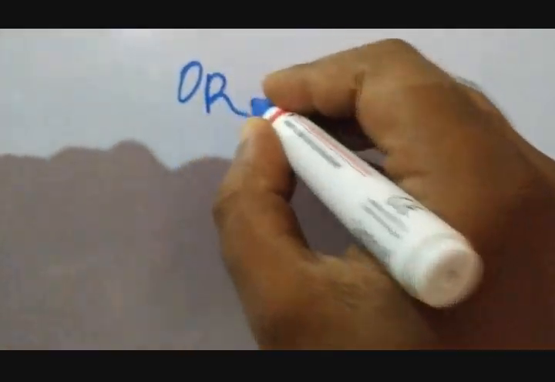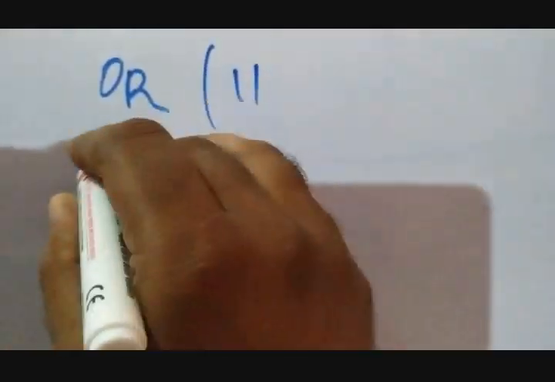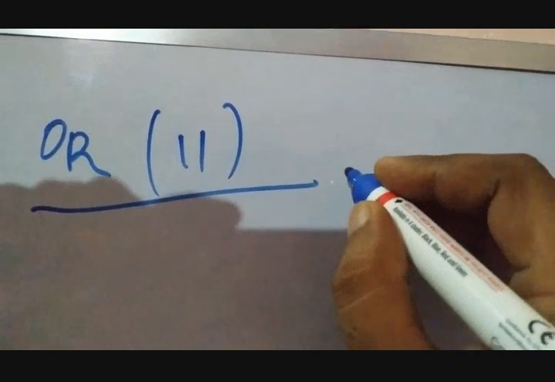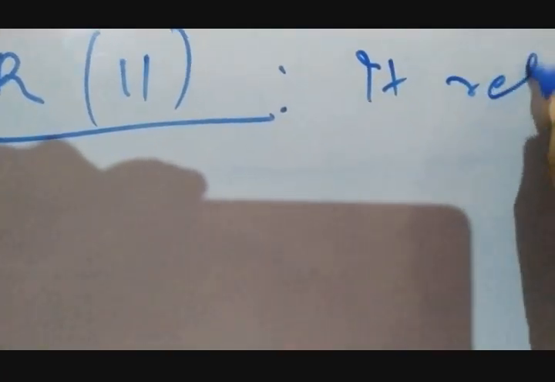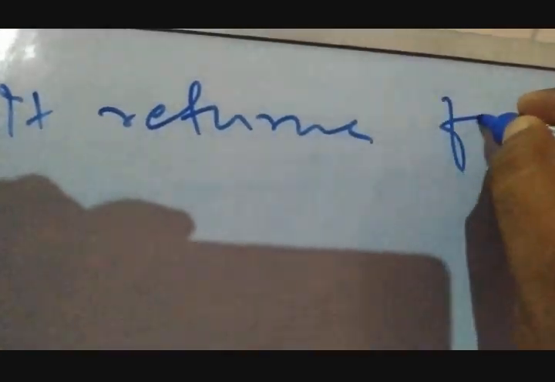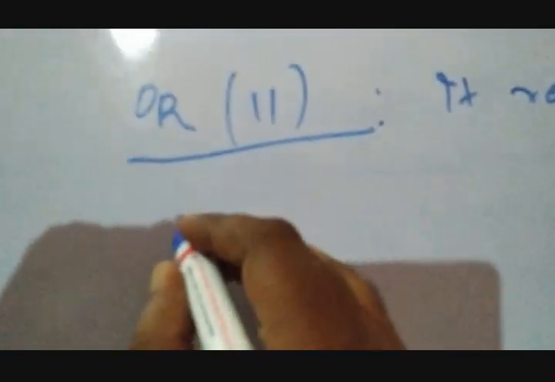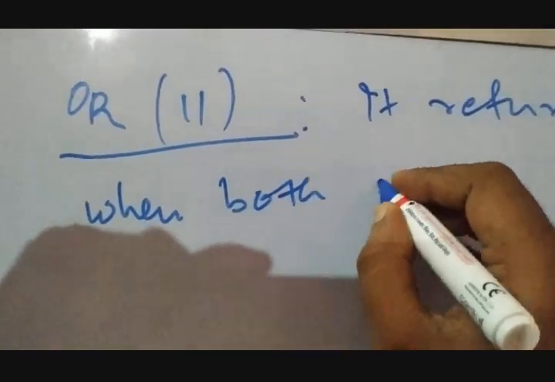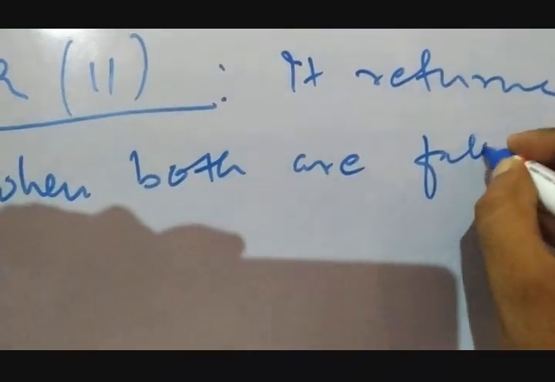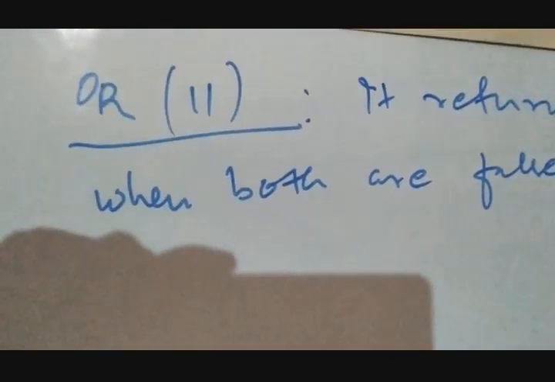Then comes the OR operator. Now what is an OR operator? It returns false only when both are false. It returns false only when both are false.